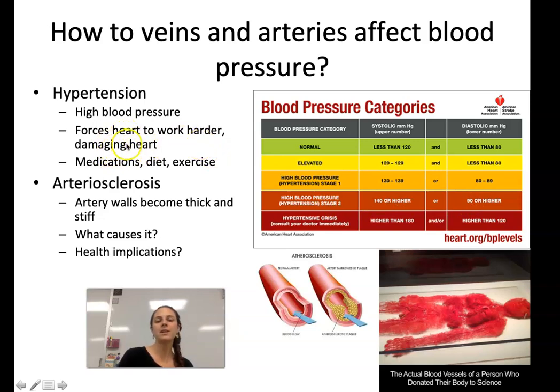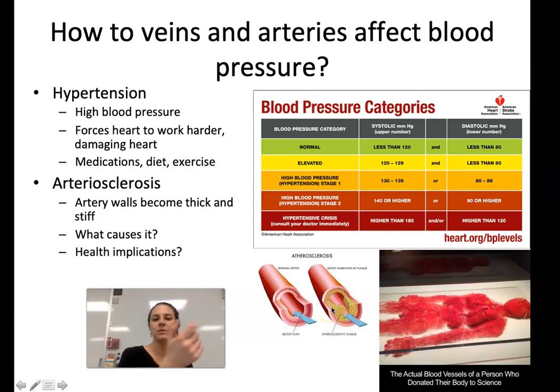And there are lots of things that cause hypertension. Stress causes hypertension. Eating a lot of cholesterol causes hypertension. Age, increasing age can cause hypertension. And arteriosclerosis causes hypertension as well. This is a condition where the walls of your arteries become clogged with plaque. So if you eat a lot of cholesterol, a lot of fatty foods, unhealthy foods, and you don't exercise, this plaque can build up in the arteries.